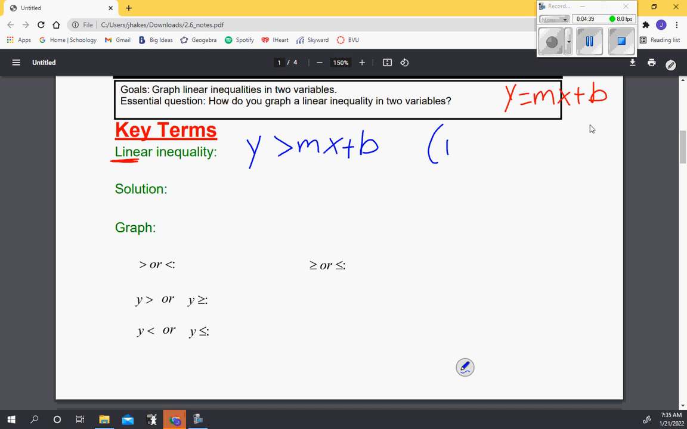Okay, so the inequality can be different. What I mean by that is right where that's greater than, it could be less than, it could be greater than or equal to, or it could be less than or equal to. It could be one of those four signs in place of the equal sign.